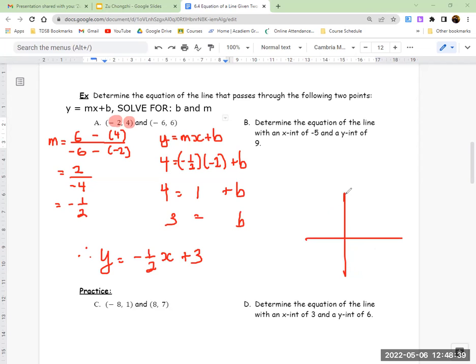If I give you a point (-2, 4) and (-6, -6) somewhere here, and I give you a graph like that, well, visually, you should be able to calculate the slope. Visually, you should be able to find B. Why can't you do it algebraically? You should be able to do it algebraically too. That's it.